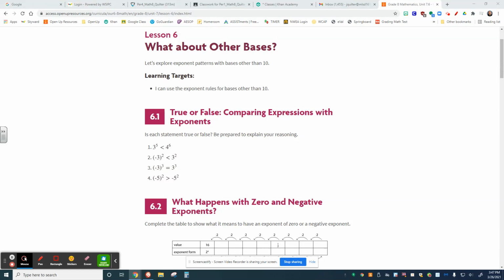We are with unit 7, lesson 6, and we're working on what about other bases. So we're going to explore patterns with bases other than 10. And in this lesson, we're going to continue to use our exponent rules for bases other than 10.